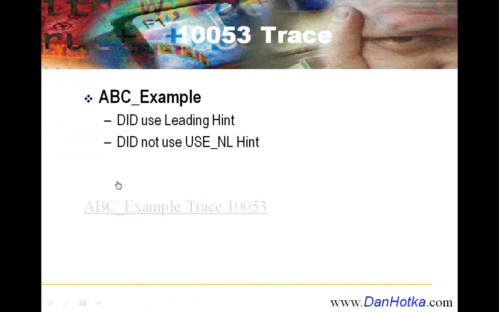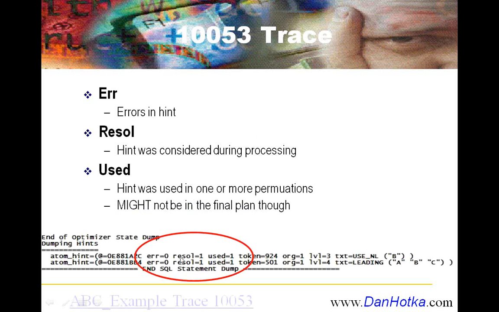So there's our ABC example, and I used that trace. It did use both those hints. And in this particular one, there's again the errors in the hint. Hint was considered during processing and hint was used. So in this case, it did use all the hints.